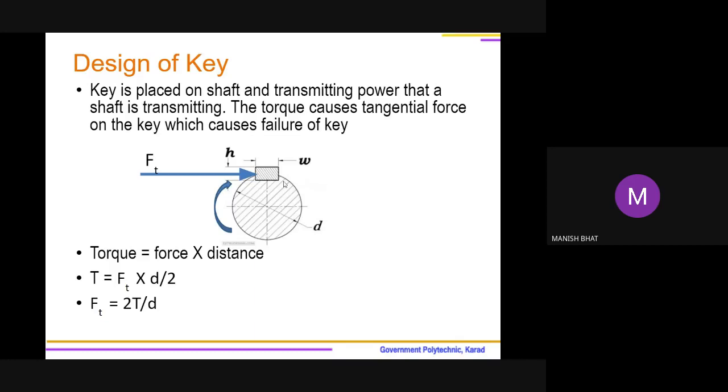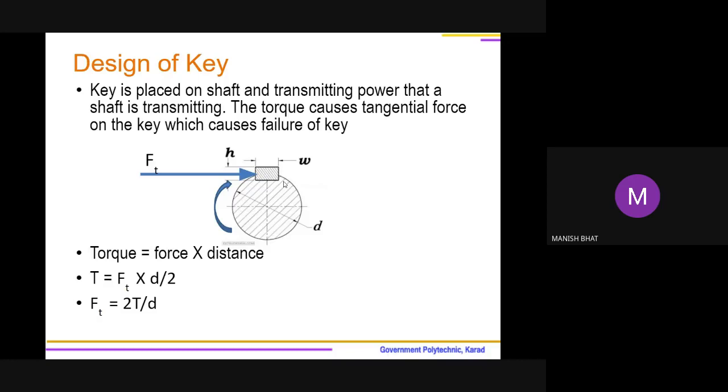Key will also rotate with the shaft, and it is going to transmit power from this particular shaft to the transmission element in which it is fitted. So it is transmitting power, which means torque. We know that P is equal to 2 pi nt. We mean that it is transmitting torque.